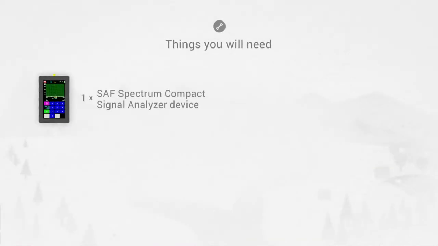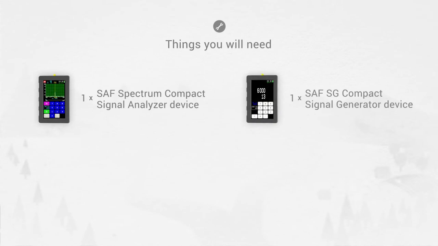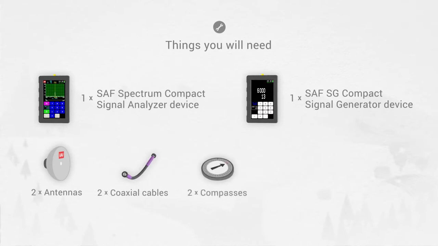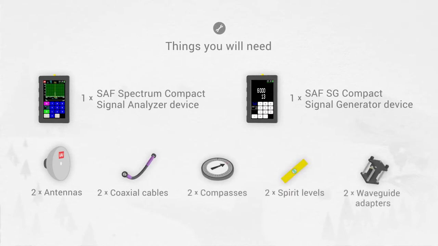You will need a SAF Spectrum Compact Signal Analyzer device, a SAF SG Compact Signal Generator device, two antennas, two coaxial cables, two compasses, two spirit levels, two waveguide adapters.